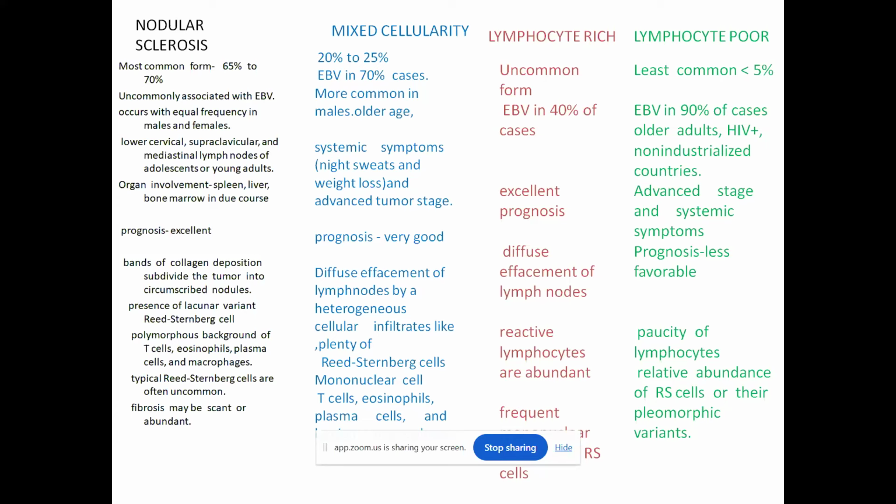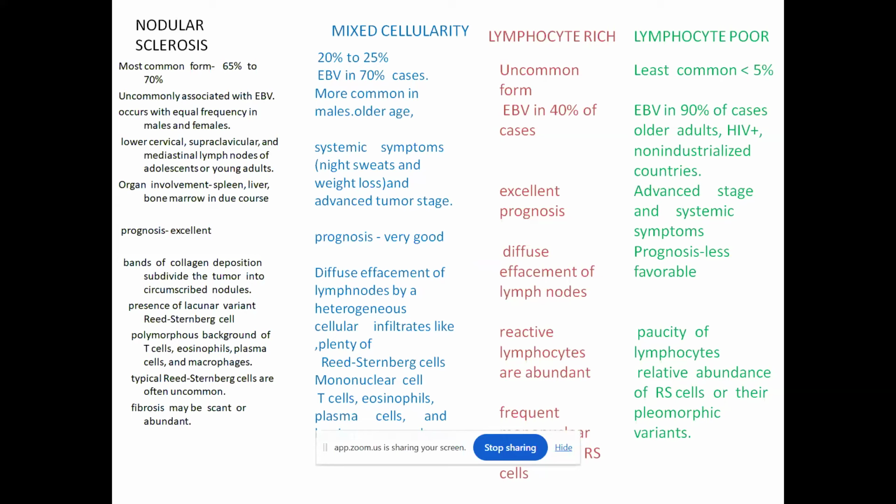Microscopically, bands of collagen subdivide the tumor cells into circumscribed nodules, and we can see the Lacunar variant of the RS cells here. Apart from that, reactive cells like T cells, eosinophils and plasma cells will be seen. Typical RS cells are very uncommon. Coming to mixed cellularity, it makes up 20 to 25%. Here, EBV infection is seen in 70% of the cases, and prognosis is also very good. Here, diffuse effacement of the lymph nodes along with many RS cells, mononuclear cells and reactive cells will be seen in mixed cellularity.